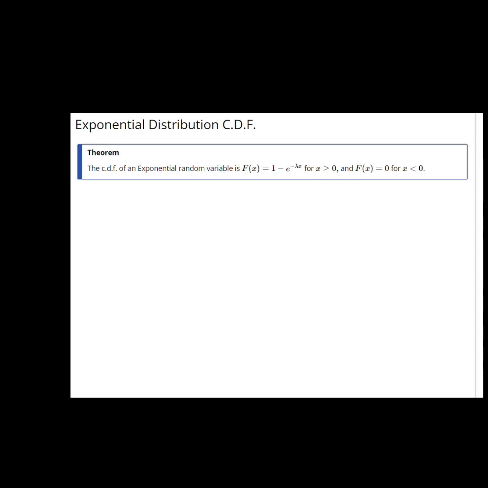The exponential distribution cumulative distribution function. If x has an exponential distribution as given by the previous density, then its cumulative distribution function is capital F of x equals 1 minus e to the minus lambda x for positive values of x, and F of x equals 0 if x is negative.